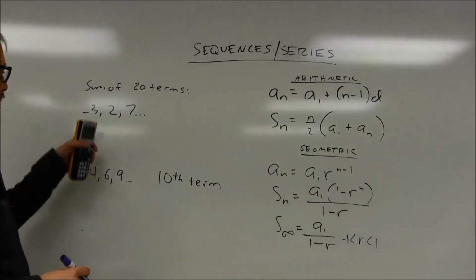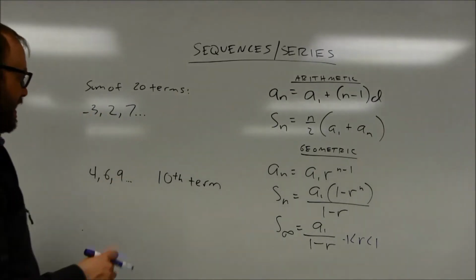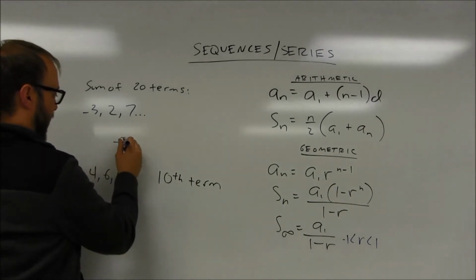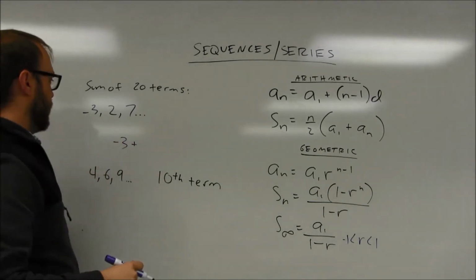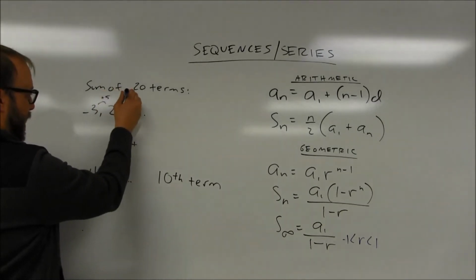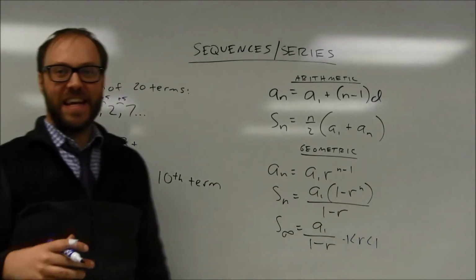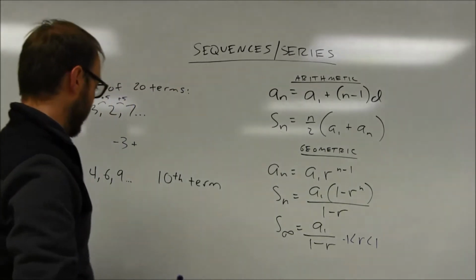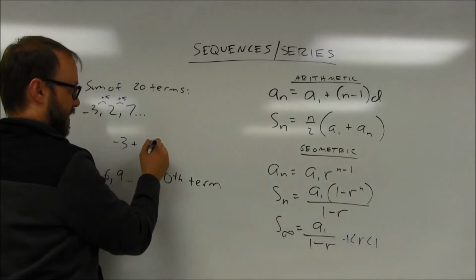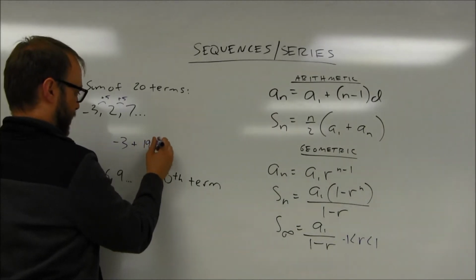If I want to find the sum of the first 20 terms, first of all, I need to find the 20th term. So I can take my first term of negative 3, and if you notice here, this is an arithmetic sequence. We're adding 5 each time. So I'm going to add 5 19 times because I already have the first term. So I'm going to add 19 5s, okay?